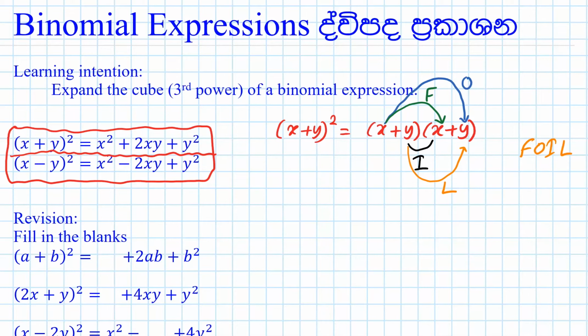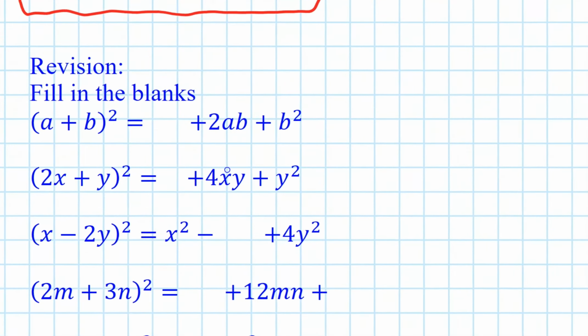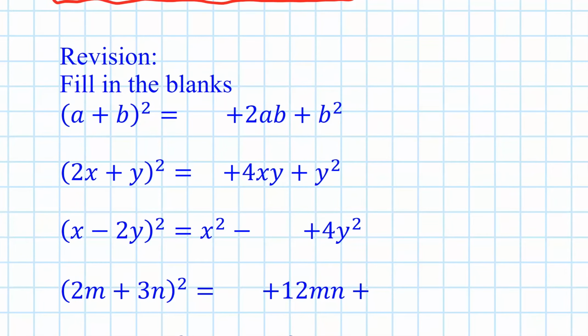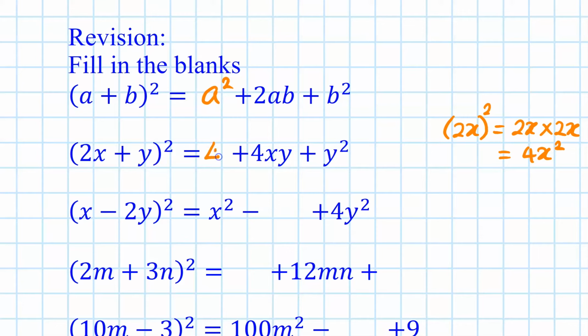Let's go through these quick examples. We have a bit of a revision. Fill in the blanks. We know that when we expand a plus b squared, it is a squared plus 2ab plus b squared. When you expand 2x plus y, it's 2x squared first. What is 2x squared? 2x times 2x, which gives you 4x squared. That's our working. Hence, here we have 4x squared.